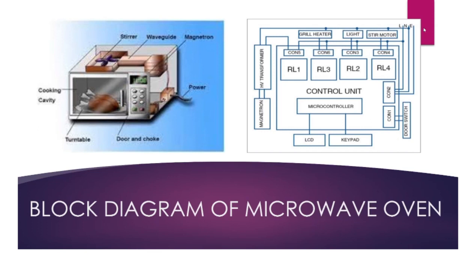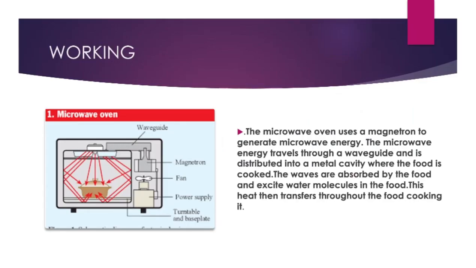Thank you, Nanika. And let's talk about the block diagram of microwave oven. In the microcontroller diagram, first control LCD, keypad, and door switch, and a stirrer, light, grill heater, HV transformer, magnet wire. Next, and the working process: how a microwave oven works.